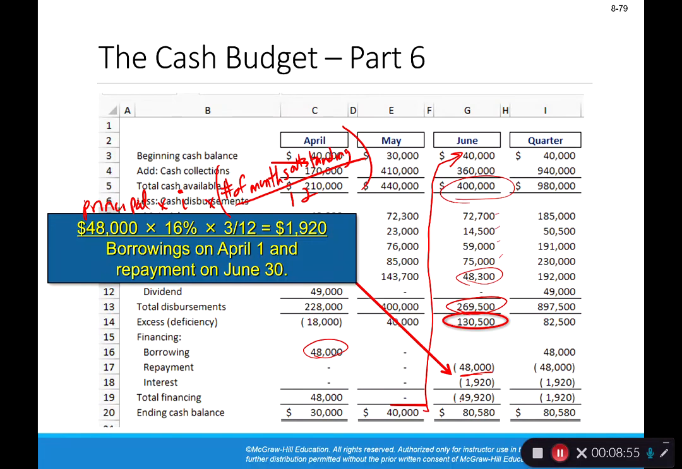So that gets us the amount of interest that we need to pay. And then that gets us our total financing, which we take the 135,500 minus the principal and interest of 49,920 to get our ending cash of 8580.